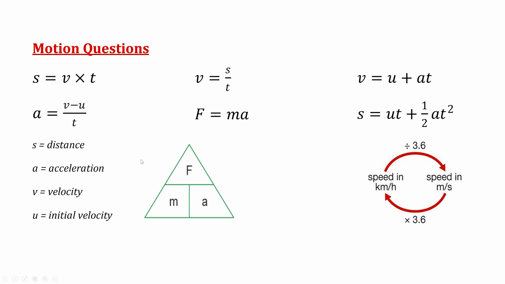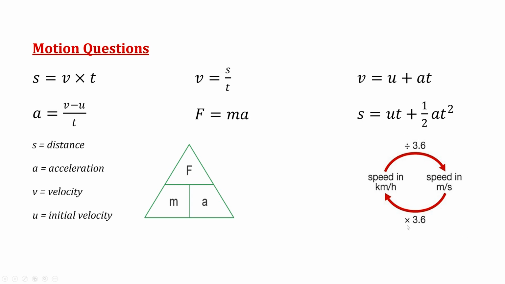This is a little triangle to help you use the F equals ma equation. Force equals mass times acceleration, and what you do with this one is you cover up the one you want. So if you want to find force, you cover it up and you've got mass times acceleration. If you want to find acceleration, you've got force divided by mass. And if you want to find mass, you've got force divided by acceleration. See how it's over the top. A lot of you will be comfortable just using that equation without needing the triangle.